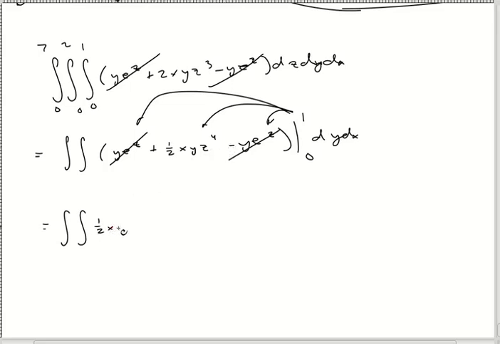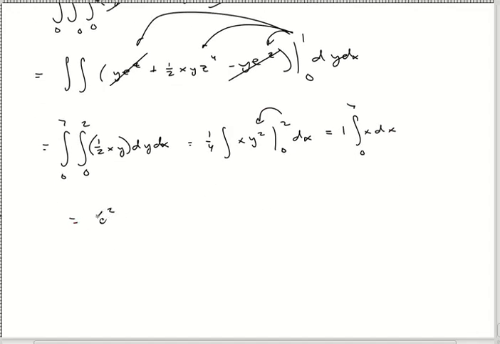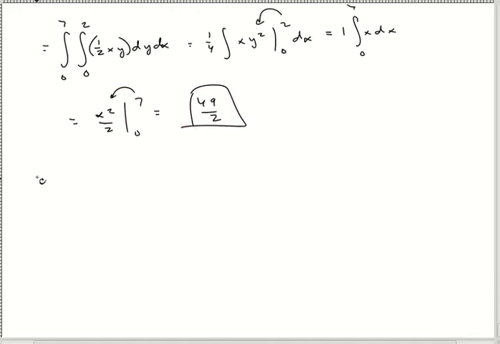1/2 xy dy dx, again 0 to 2, 0 to 7. In terms of y, squared over 2, so you're going to have a 1/4 now, x y squared from 0 to 2. Plug in the 2, you get a 4, and actually the 4's cancel, so you get a 1 in the front. 0 to 7, x dx. So that's x squared over 2, 0 to 7, 49 over 2. And there's your final answer. I'm telling you, this stuff is way easy.